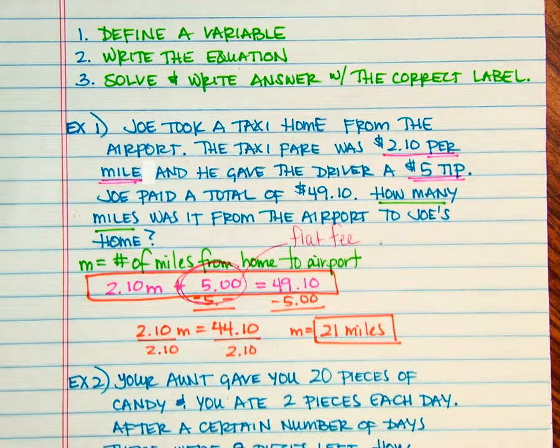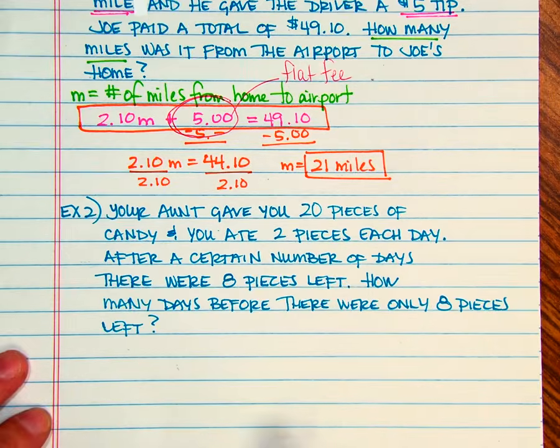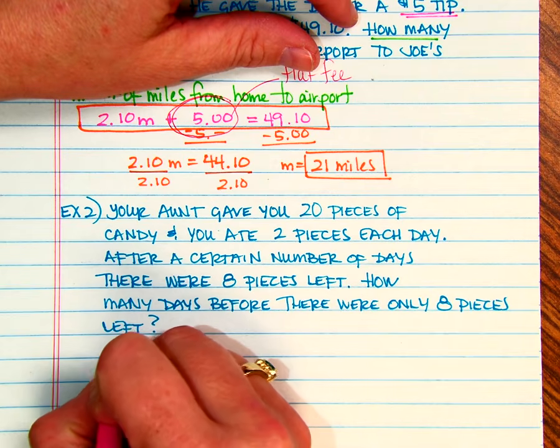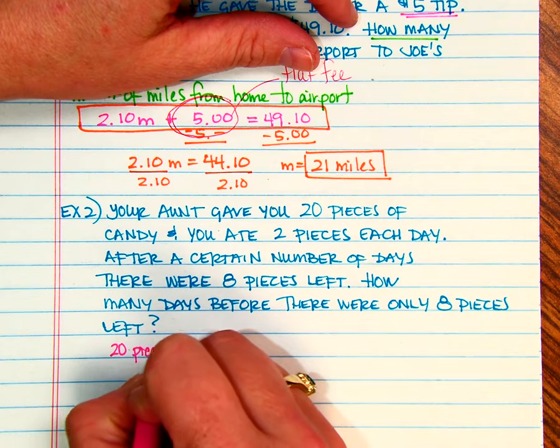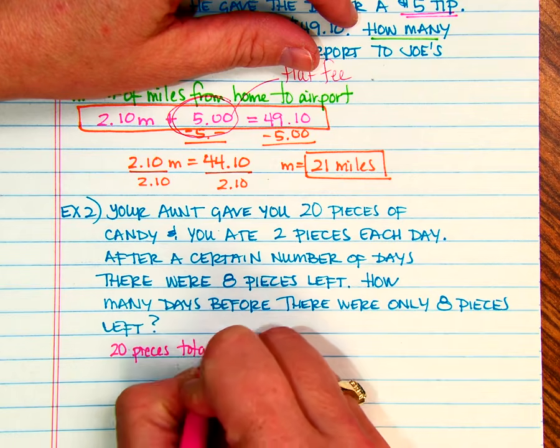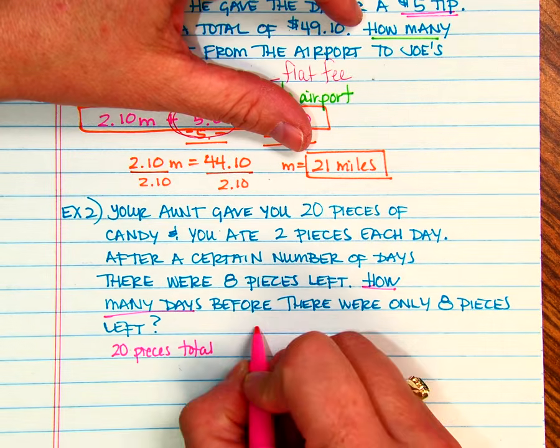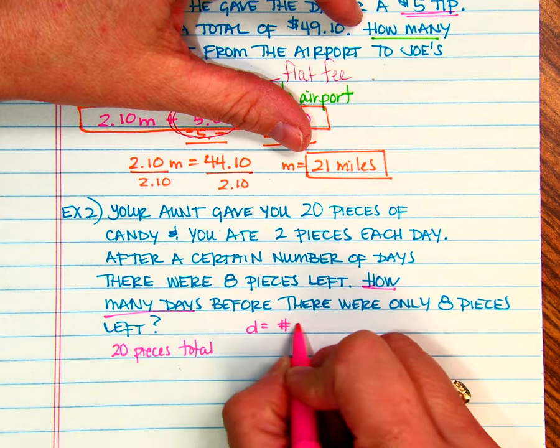Okay. Look at example 2. Your aunt gave you 20 pieces of candy, and you ate 2 pieces each day. After a certain number of days, there were 8 pieces left. How many days before there were only 8 pieces left? So as I'm thinking through this problem, Aunt gave you 20 pieces. So I had 20 pieces total. I'm just going to put a little note there. 20 pieces total. And it says, how many days? So I'm going to put D equals the number of days.